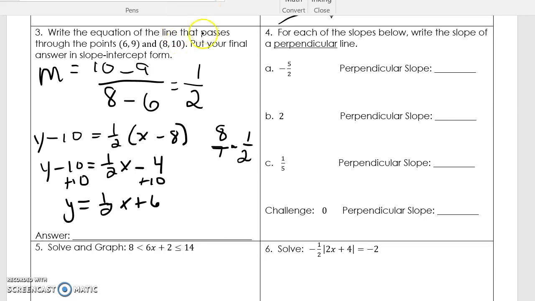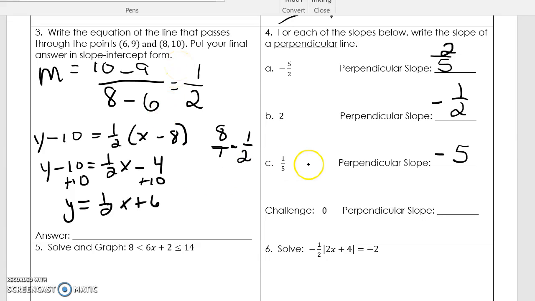Okay, number 4 should have gone quickly for you guys. We've talked about slope before. So perpendicular slope needs to be 2 things. It needs to be opposite and reciprocal. So positive 2/5. Opposite reciprocal, -5/2. And -1/5, opposite reciprocal, is 5. I am really interested to know if anybody got our challenge question.